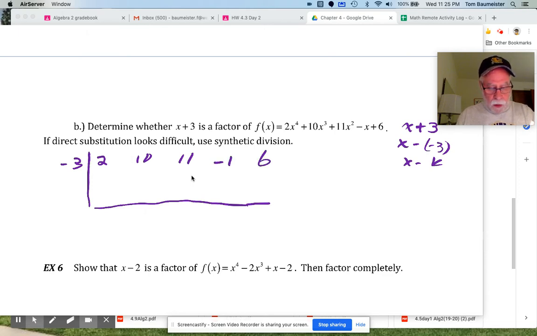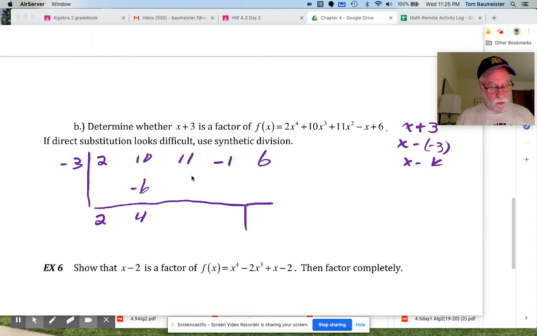Remember, I told you to put a bar in between, because the last one will be our remainder. And we're going to do what I told you to do before. So we bring the first one down. Negative 3 times 2 is negative 6. Remember, we're adding 10 plus negative 6, which is positive 4.